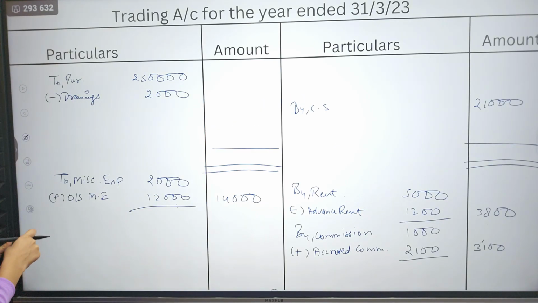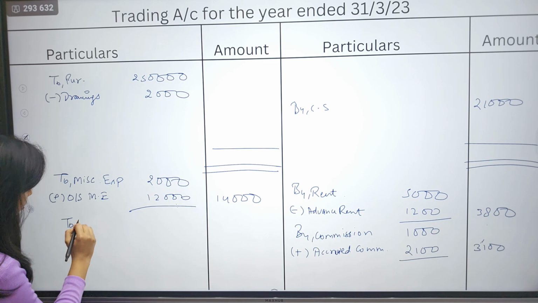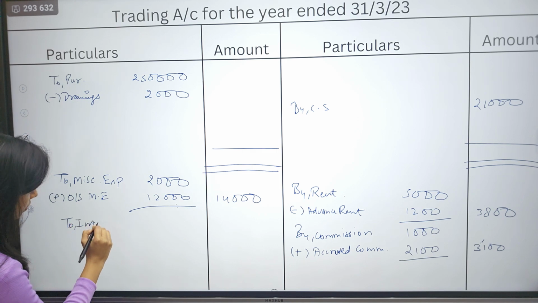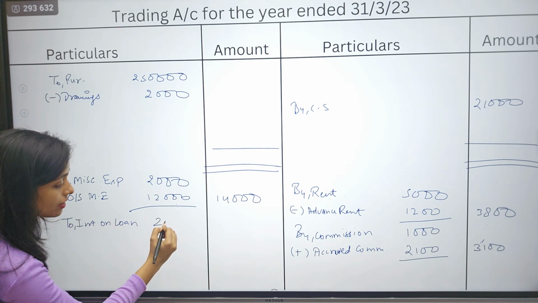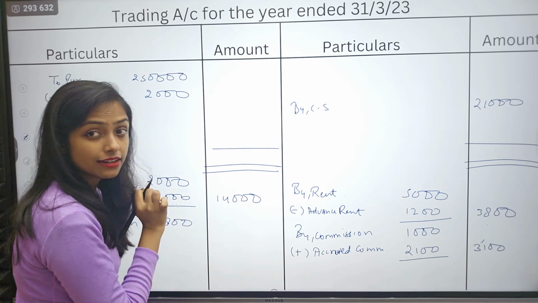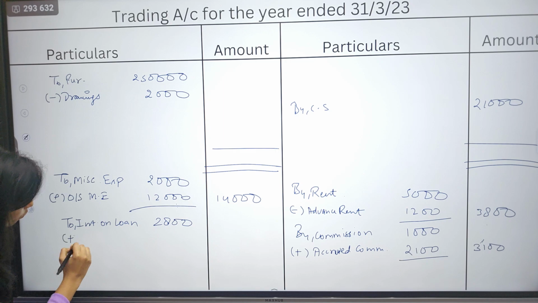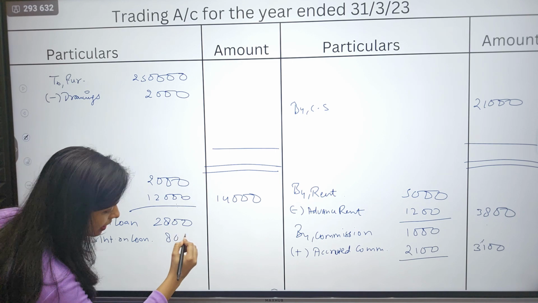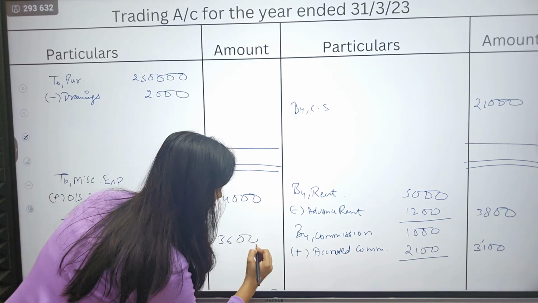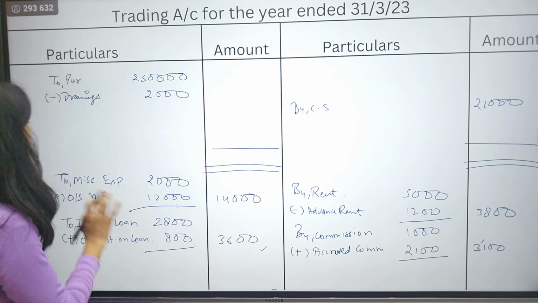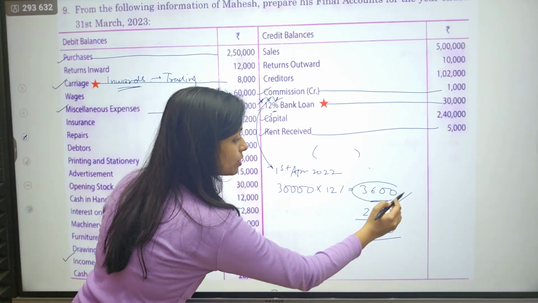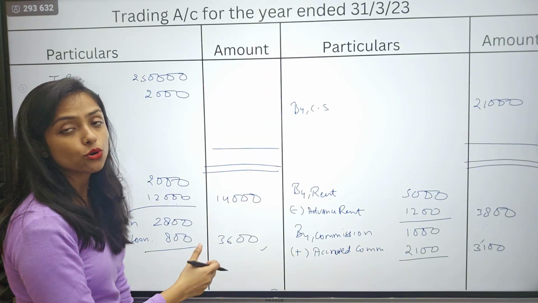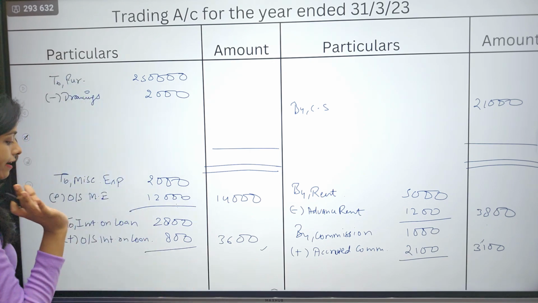First, I am going to write it in the profit and loss account: to interest on loan. How much have I given? Whatever is written inside the trial balance, I write that down first. And next I am going to write outstanding interest on loan. How much? 800 rupees only. 3600 should have been this year's expense on the bank loan, and that is what I have written in the outer column of the profit and loss account. Only 800 is outstanding.